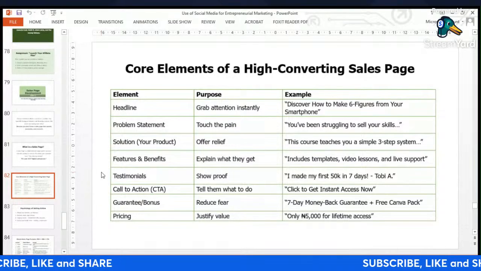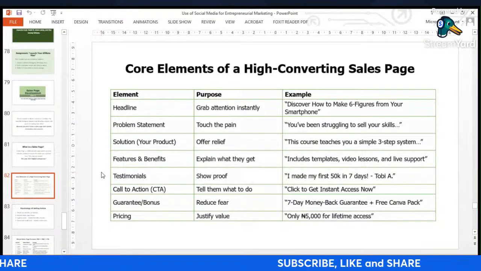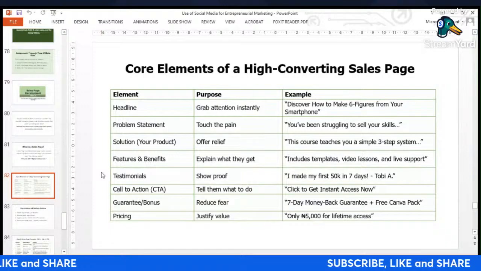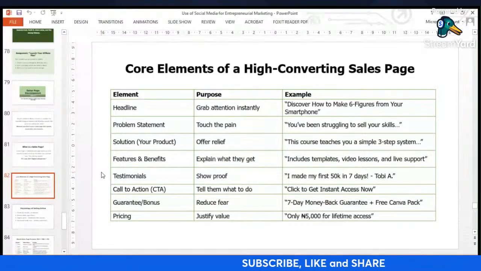Then you now move to the solution. In the solution, you are talking about offers. You're not talking about features. You push out offers. You're telling them all of the things that these things will do for them, how it will make them feel, how it will interest them, and all of that.